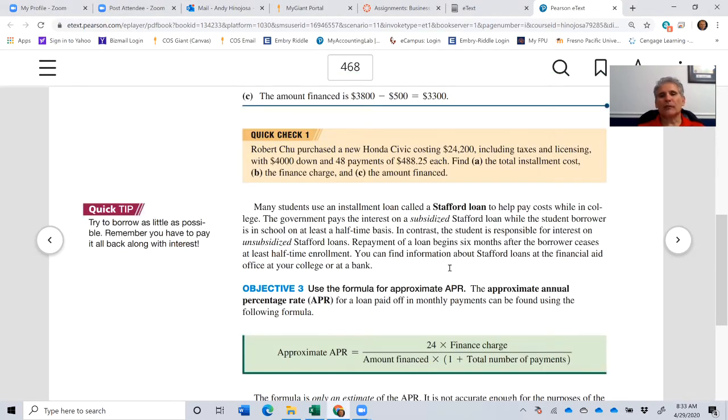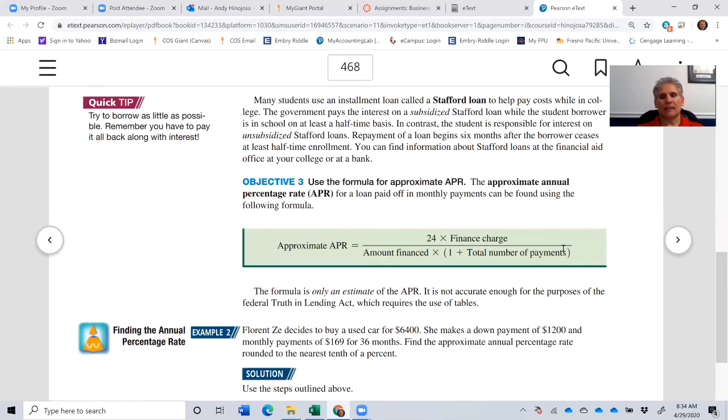Okay, so there's a formula that we can use to come up with the approximate annual percentage rate. It's a pretty simple formula. We're going to take 24 times the finance charge, and divide that by the amount financed times 1 plus the total number of payments. Just plug in the numbers when you're working on this.